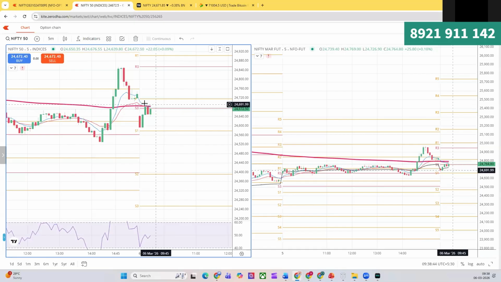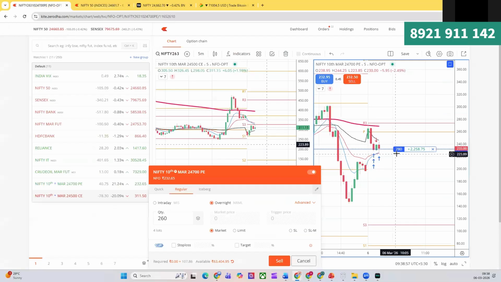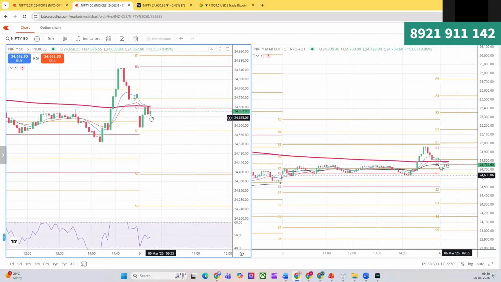At 222, even if they are not crossing this level, it is impossible for us to exit. But when it comes here, I think the premium could be even 216 level also. Because the way they have shown it at 222 level, even with this bounce, that's not good.